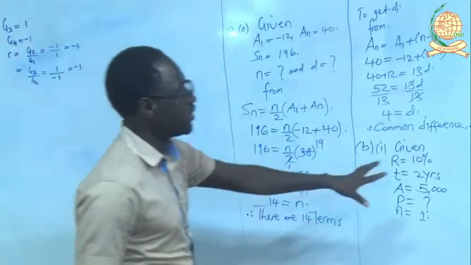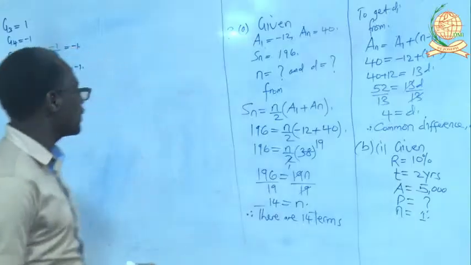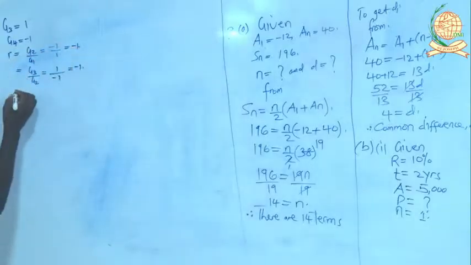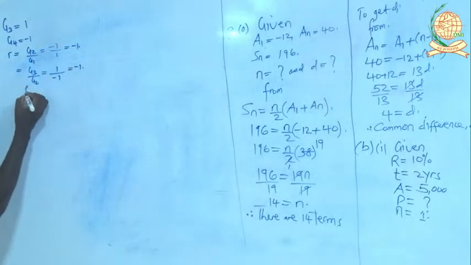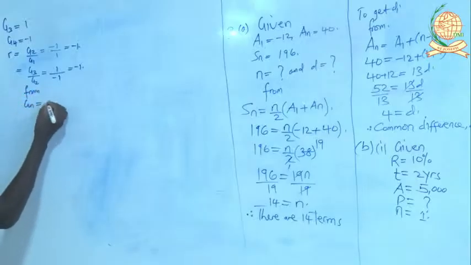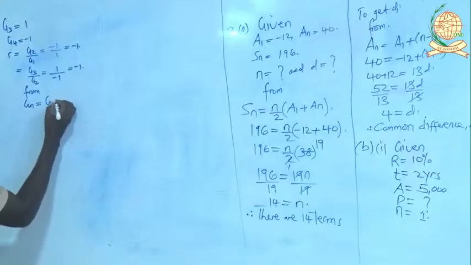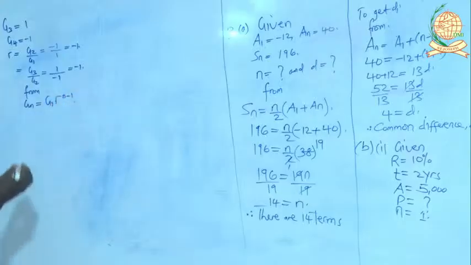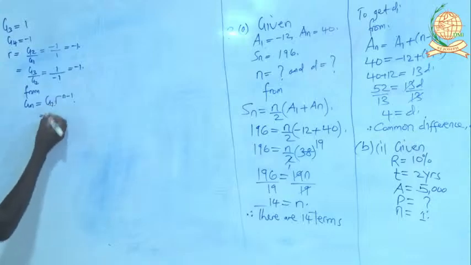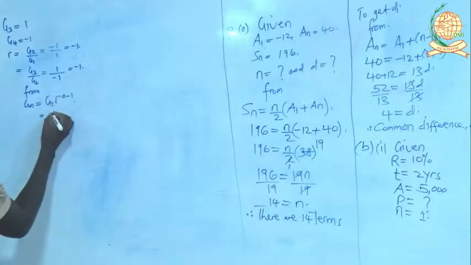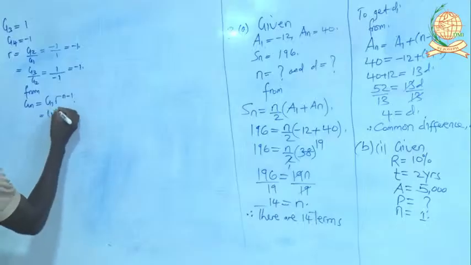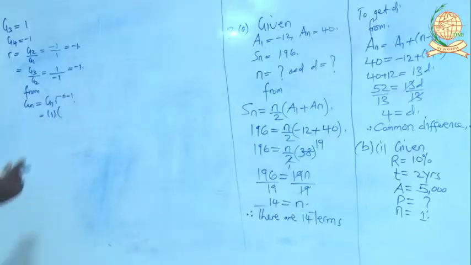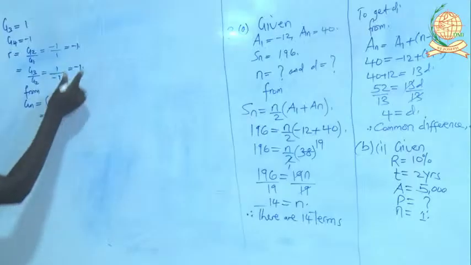Now to write in sigma notation, we need to find the general term. Find the general term from the formula Gn equals G1 times R to the power n minus 1. G1 is equal to positive 1, times R, the common ratio, which is negative 1.